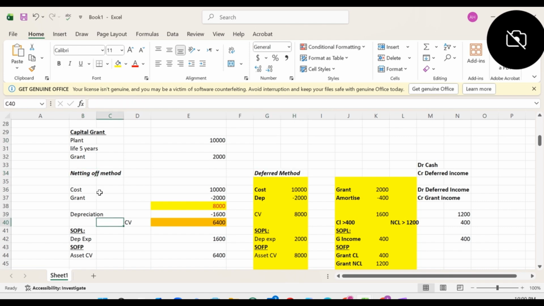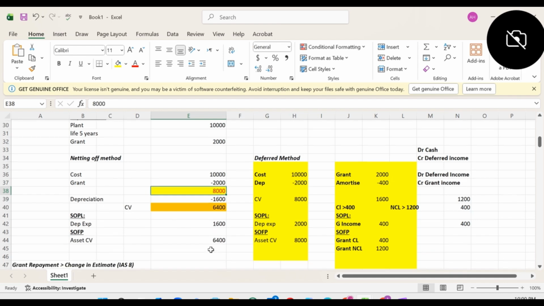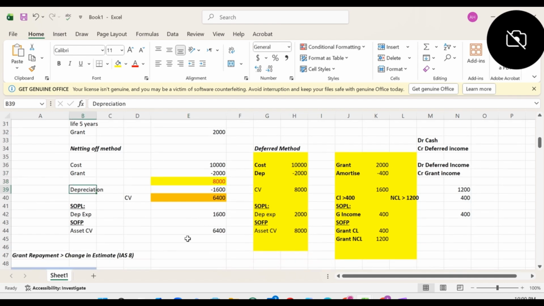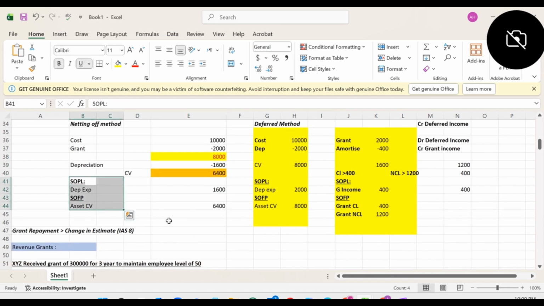In the net-off method, we will just deduct the grant amount from the plant, and after getting the value of 8,000, we will record our depreciation on that amount. And after that, we will get the carrying value. Okay, so for the presentation in the statement of financial position, the carrying value of 6,400 will be recorded and the depreciation of 1,600 will be recorded in the statement of profit and loss.